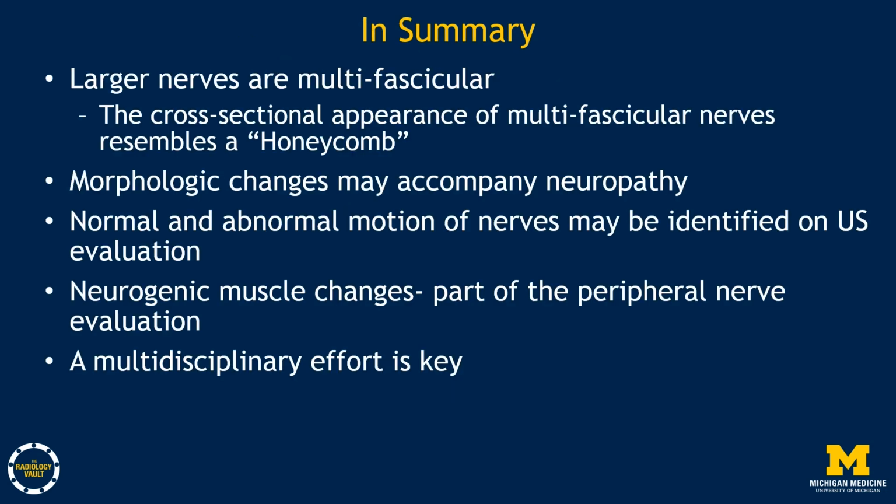So in summary, you have to remember that larger nerves are typically multifascicular and may have a honeycomb appearance on cross-sectional imaging. Morphologic changes are variable and may accompany neuropathy. Motion of the nerves could be both normal and abnormal, and we use dynamic ultrasound to diagnose this. Neurogenic muscle changes are part of what we seek to look at when we try to assess the peripheral nerves.